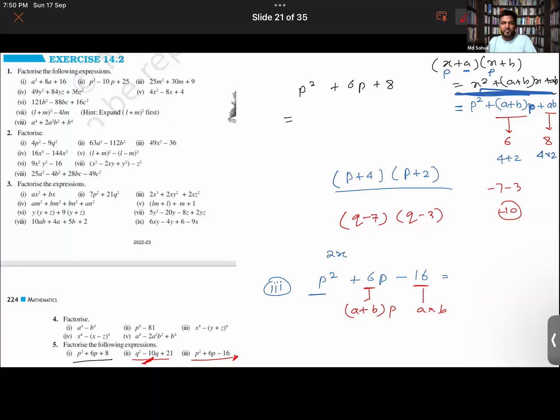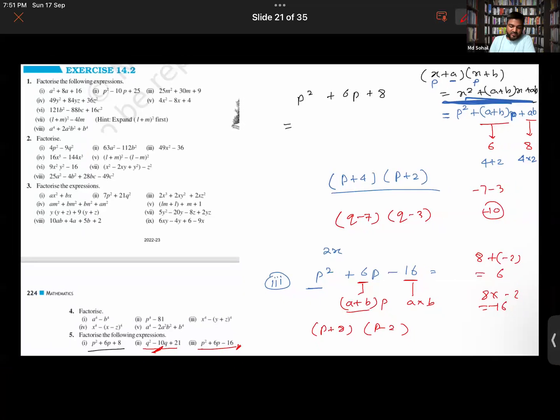So I got p plus 8 and p minus 2. Well done. That is how you require to solve it, because as you said, 8 plus minus 2 gives you 6 here, and 8 multiplied by minus 2 gives you minus 16. Right, guys? Okay, so exercise 14.2 is complete.